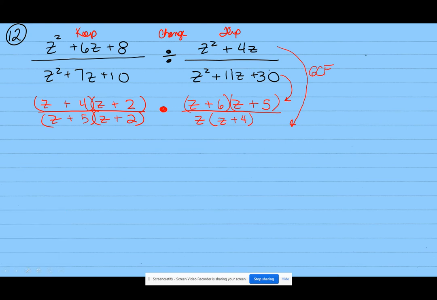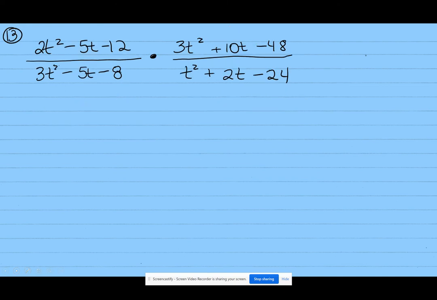Let's go ahead and cancel here. We've got our 2's. That one z plus 2 we were going to cancel. I've got a z plus 5 canceling with the z plus 5. And then I've got a z plus 4. Cancel that z plus 4. So if I look across the top, I have z plus 6 on top and a plain z on bottom. That's number 12. Next we have number 13.